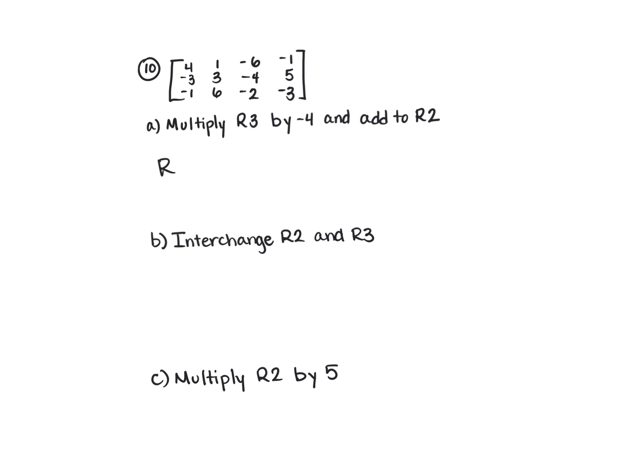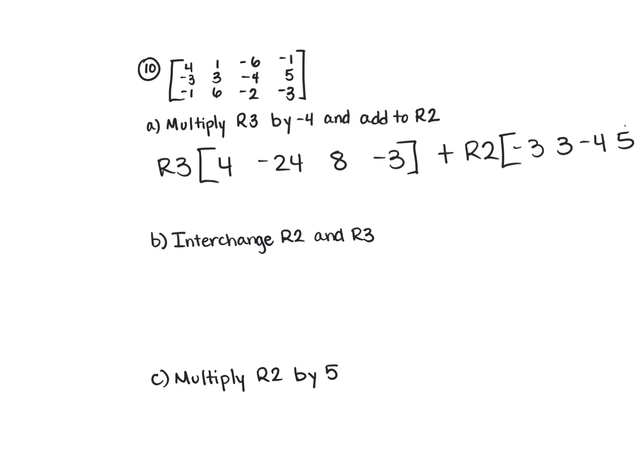This is just row 3. So I'm taking row 3 and I'm multiplying it by -4. So that's going to give me a 4, a -24, +8, and -3. So that's how row 3 is going to change. And then we want to add that to row 2. So row 2 is -3, +3, -4, and +5. So the answer that you type in is what happens after you add those together.